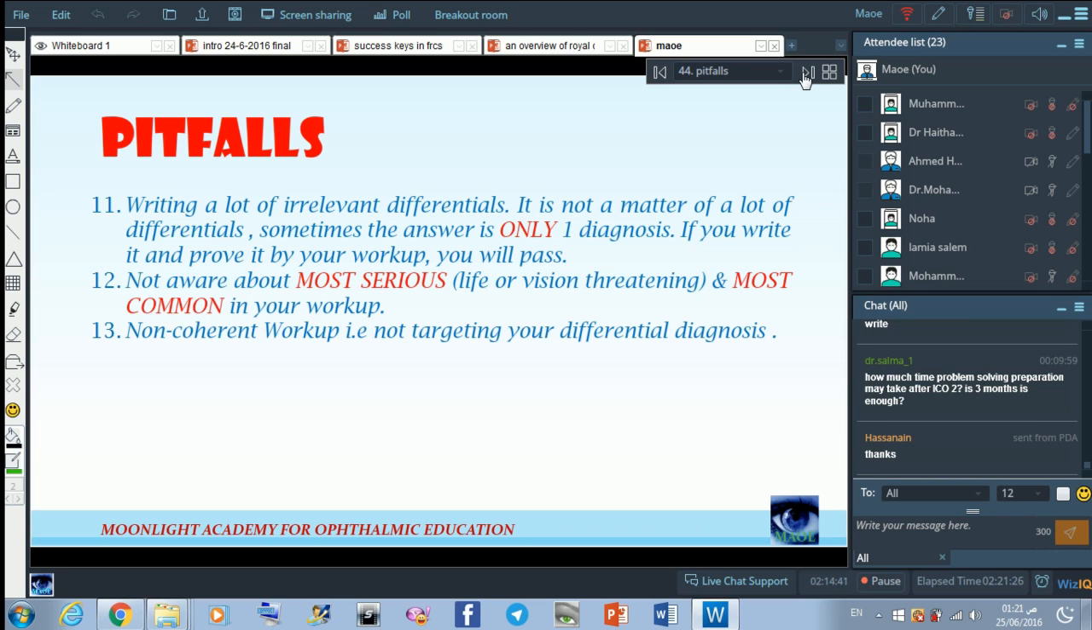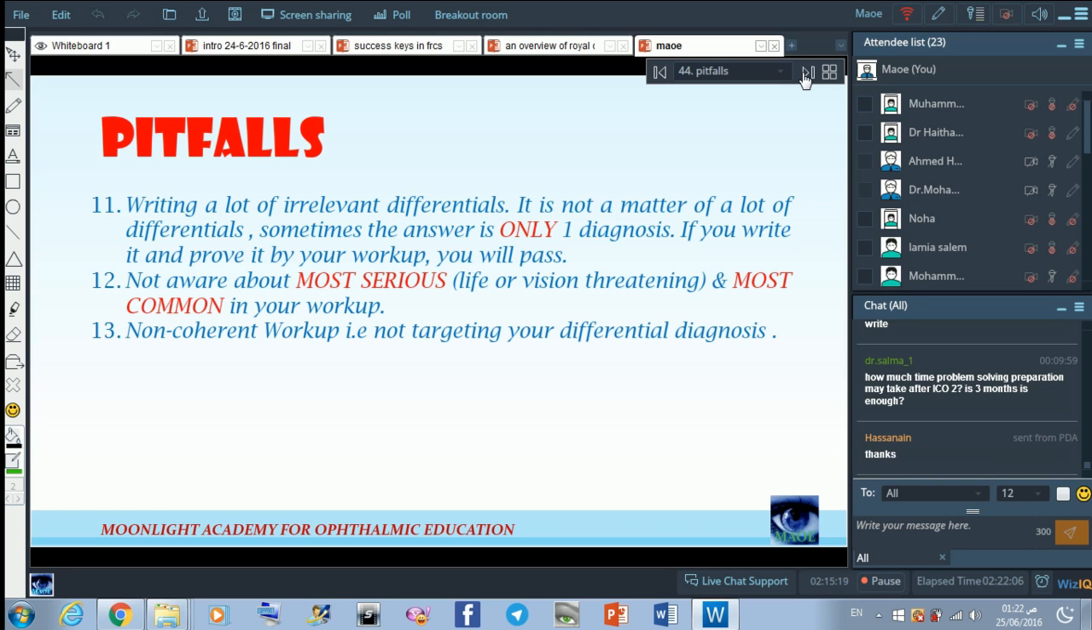You must have an enjoyable story. You must imagine that the examiner is reading your story and enjoying it. If you have a coherent workup, a coherent story, sure, the examiner will enjoy it and they will let you pass. So you write the differentials and your workup will be targeted to these differentials. And also in your workup you must explain what you will do, why you will ask about this, why you will do this, why you will investigate this.